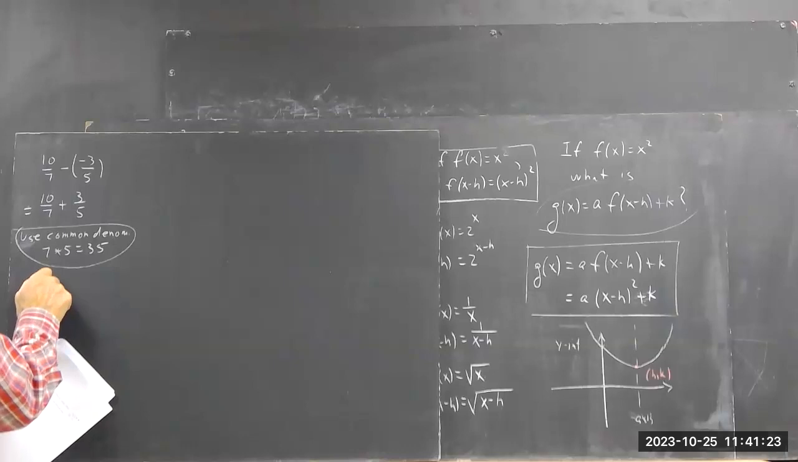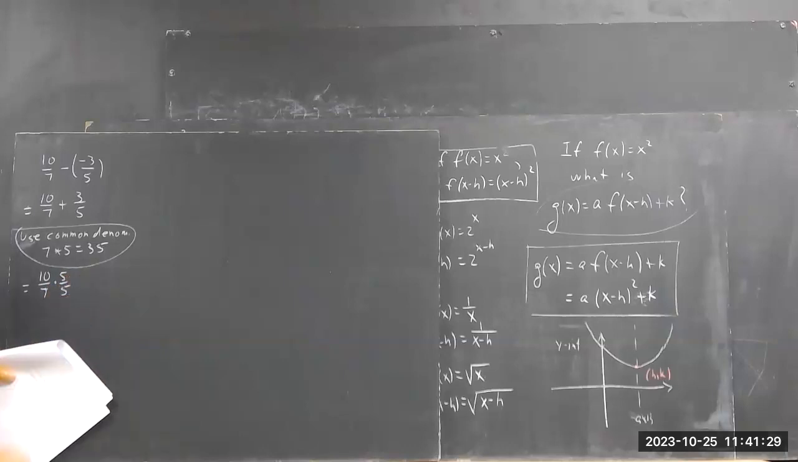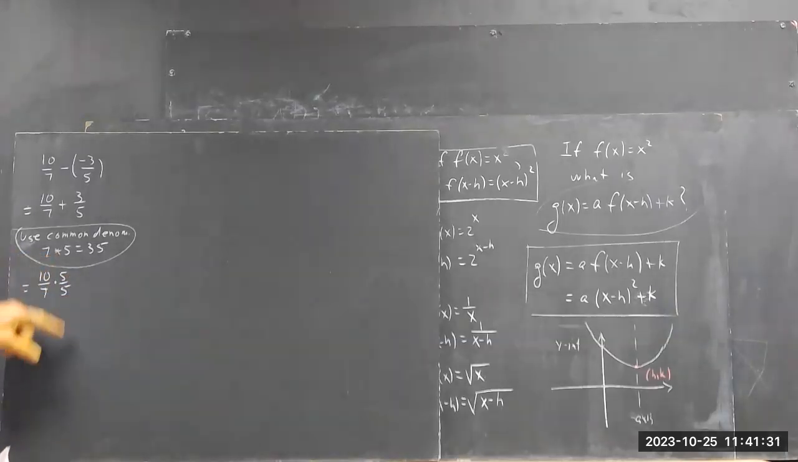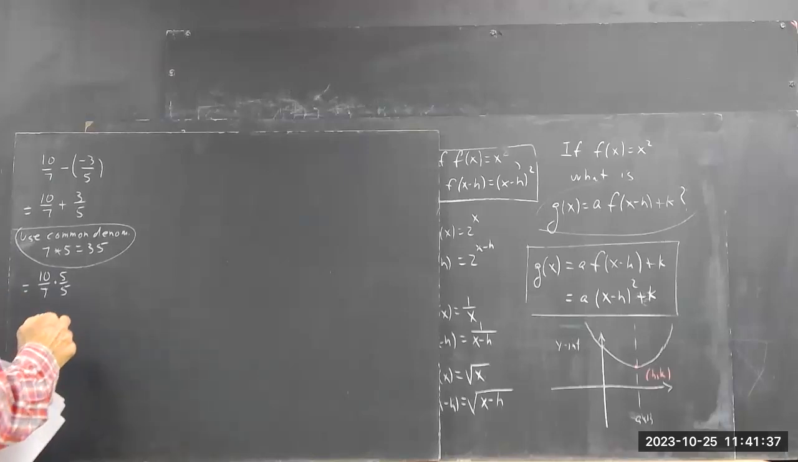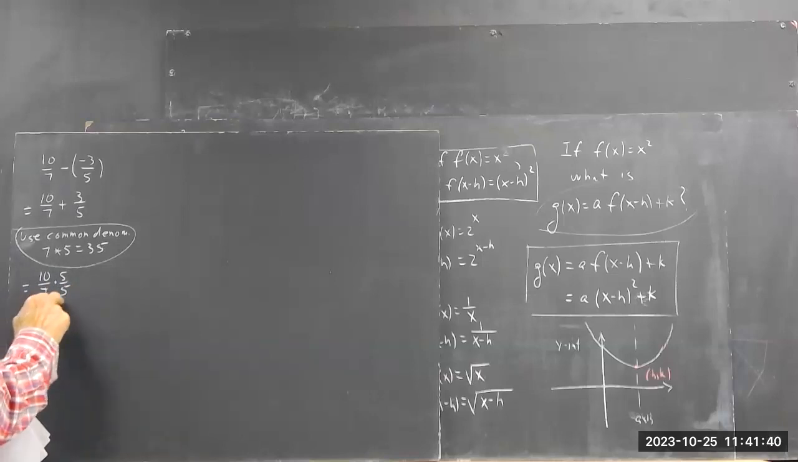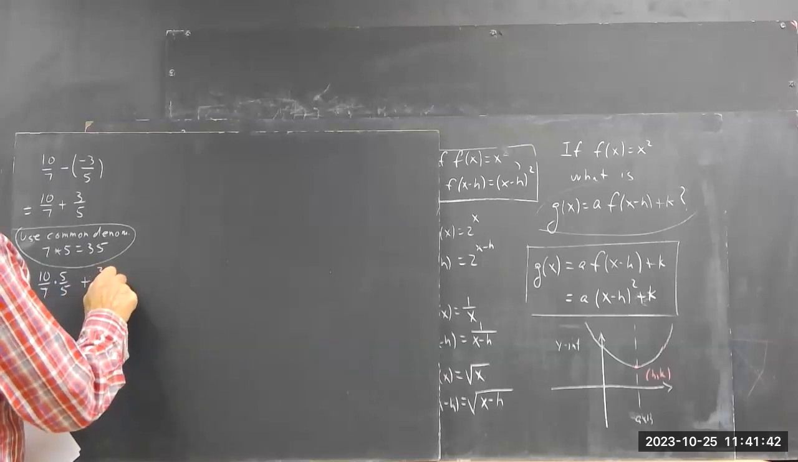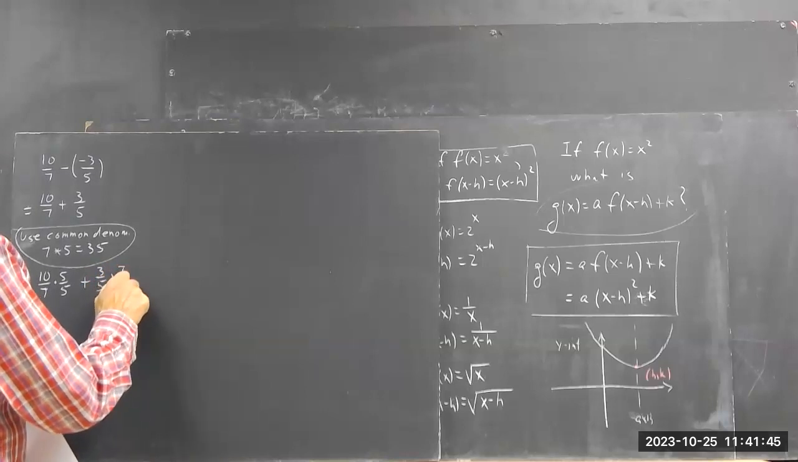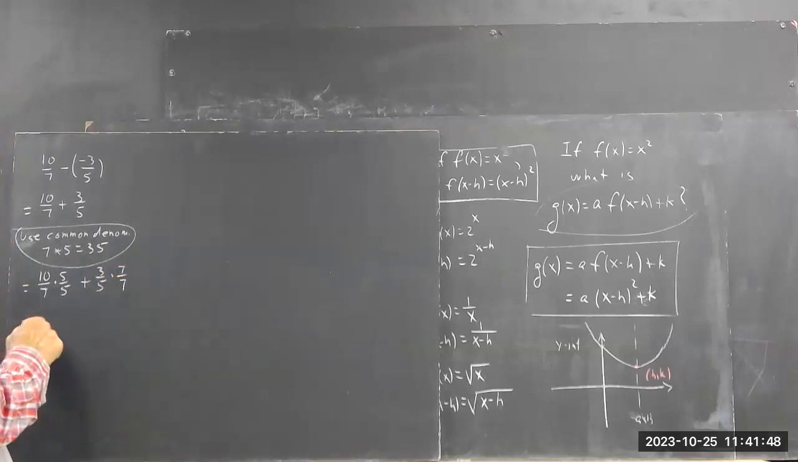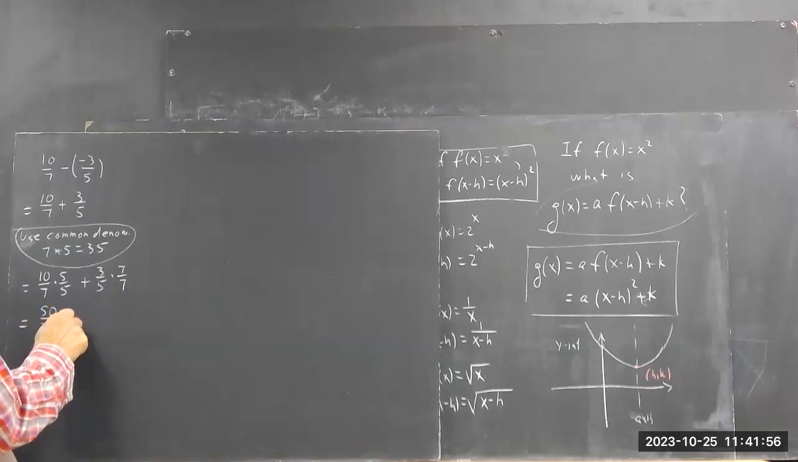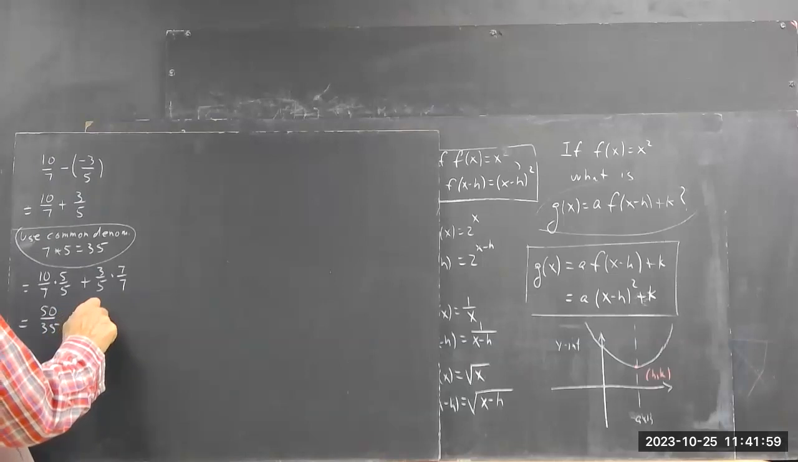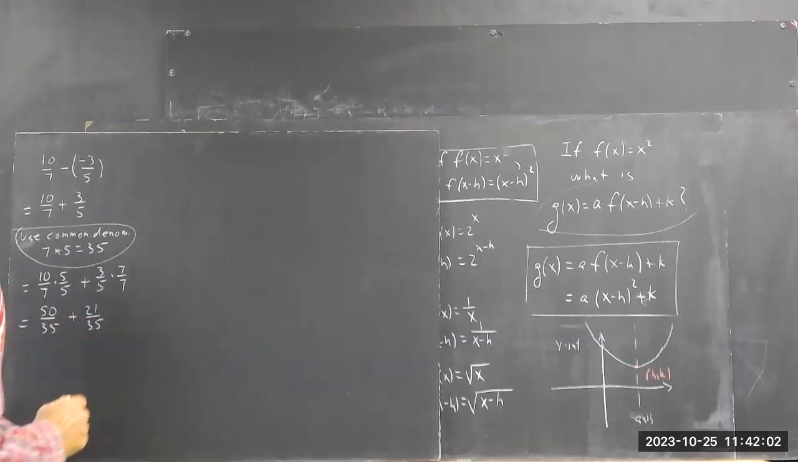So we get 10 over 7. We multiply that by 5 over 5, which is just like multiplying by 1, because 5 over 5 is 1. It doesn't change the value of this thing. And you see how the denominator is going to end up being 35. And then with 3/5, we multiply by 7 over 7. The denominator is going to again be 5 times 7 or 35. So now we have 50 over 35 plus 21 over 35.